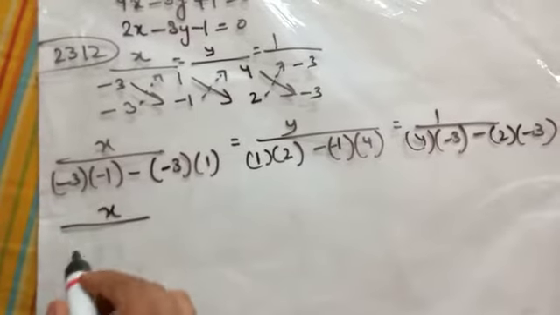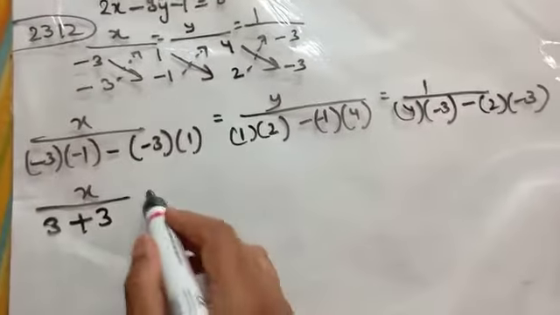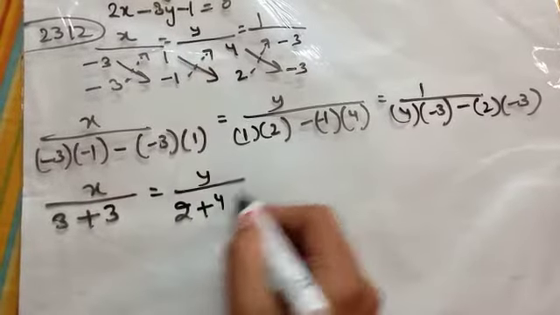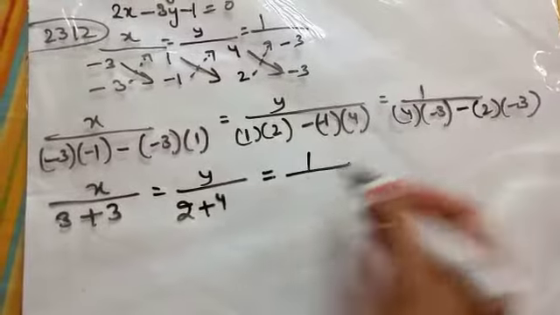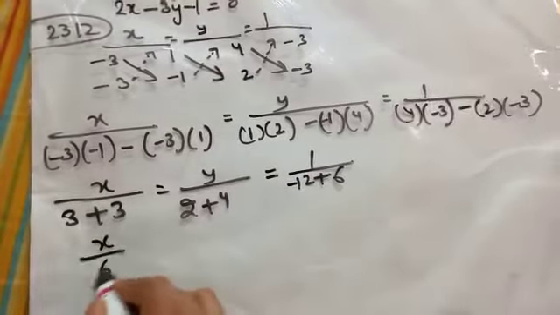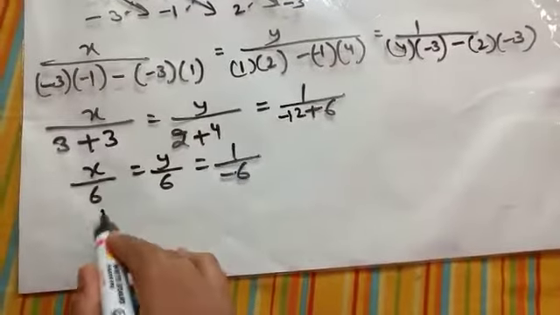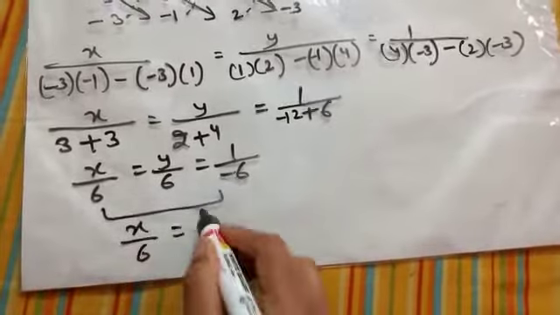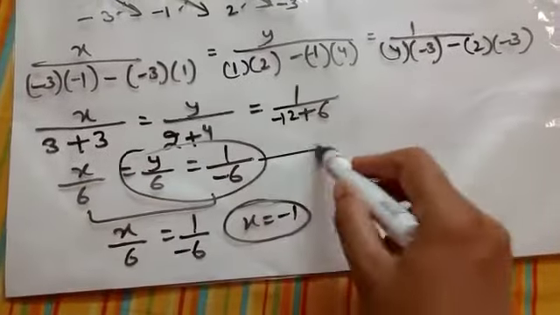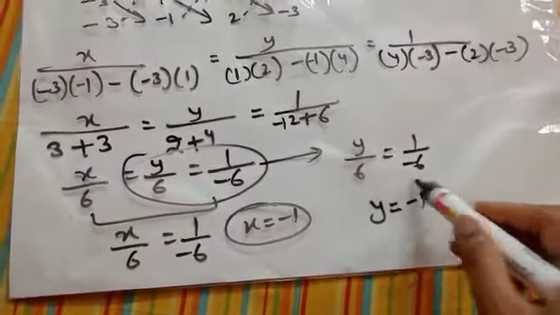So x upon 3 plus, minus of minus 3 is plus 3. Then we have y upon 2 minus of minus plus 4 is equal to 1 upon minus 12 minus plus 6. So x upon 6 is equal to y upon 6 is equal to 1 upon minus 6. Now again you compare first and last. x by 6's value is 1 by minus 6, so x's value will come to minus 1. Now you compare these two terms. y by 6 is equal to 1 by minus 6, so y's value will come to minus 1.